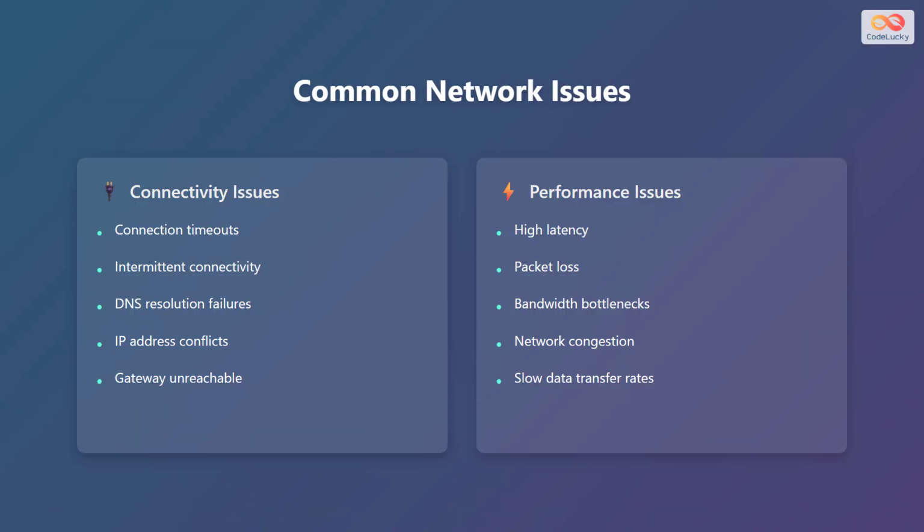Let's look at some common network issues. First, connectivity issues, which can manifest as connection timeouts, intermittent connectivity, domain name system resolution failures, Internet protocol address conflicts, or a gateway becoming unreachable. Then there are performance issues like high latency, packet loss, bandwidth bottlenecks, network congestion, and slow data transfer rates.